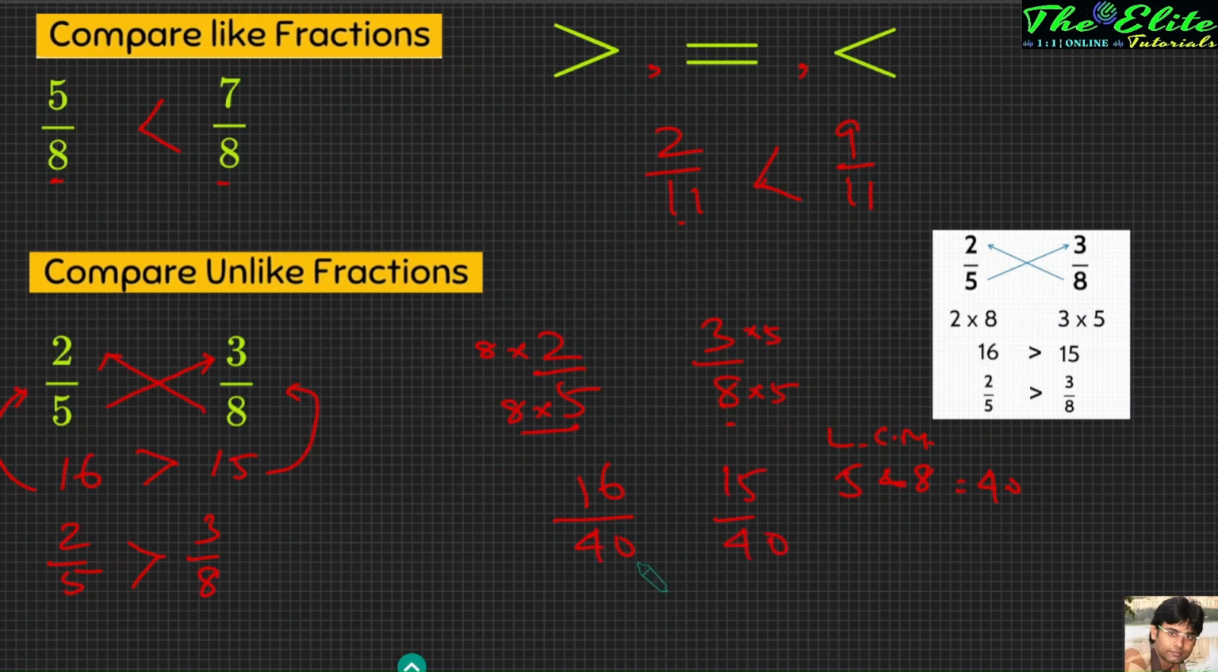Now it is quite clear that 16 is greater than 15. So it is going to be like this. Now 16 by 40 is an equivalent fraction of 2 over 5. And 15 over 40 is the equivalent fraction of 3 over 8. So we will write like this and make the signs.